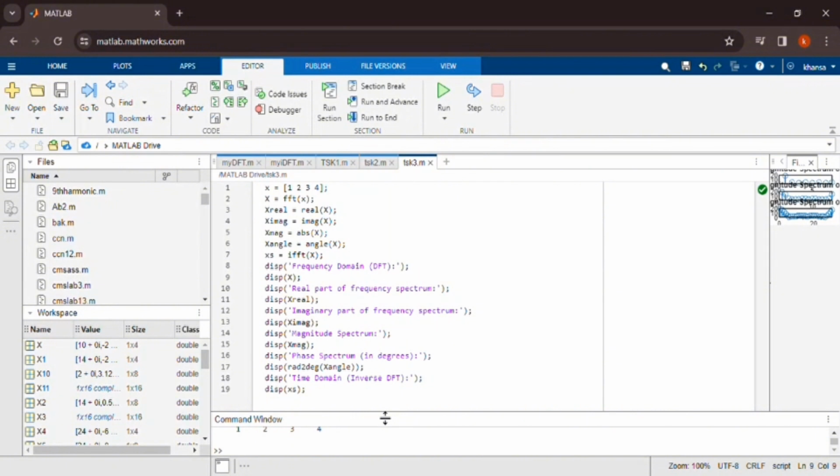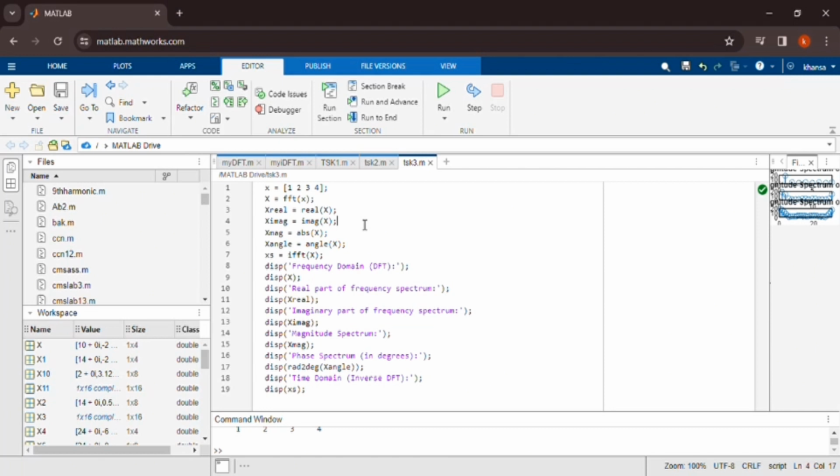This is our lab task number 3, and in this one we have a signal that is given, which is x equals 1 2 3 4. This is our given signal. We don't know the real and imaginary parts of this signal. First of all, we have to find the discrete Fourier transform, and after that we have to find the magnitude spectrum and the phase spectrum, along with the real and imaginary parts.